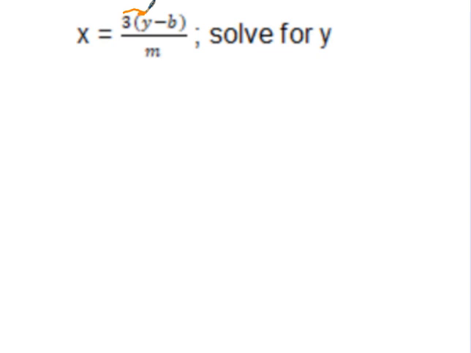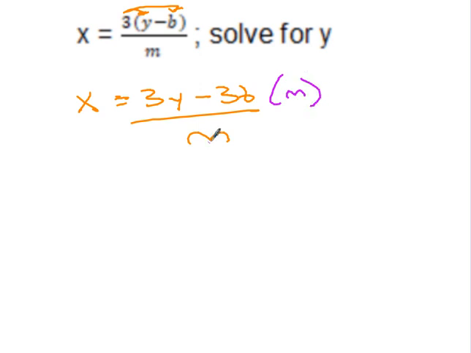So first, let's do the distributive property to get that y out of those parentheses. So I still have x equals 3y minus 3 times b all over m. Okay, so I got 1y. That's nice. So now I can multiply by m. I've got to get rid of that denominator, right? I'm just going to multiply both sides by m. So I'm left with mx equals, these cancel, 3y minus 3b.